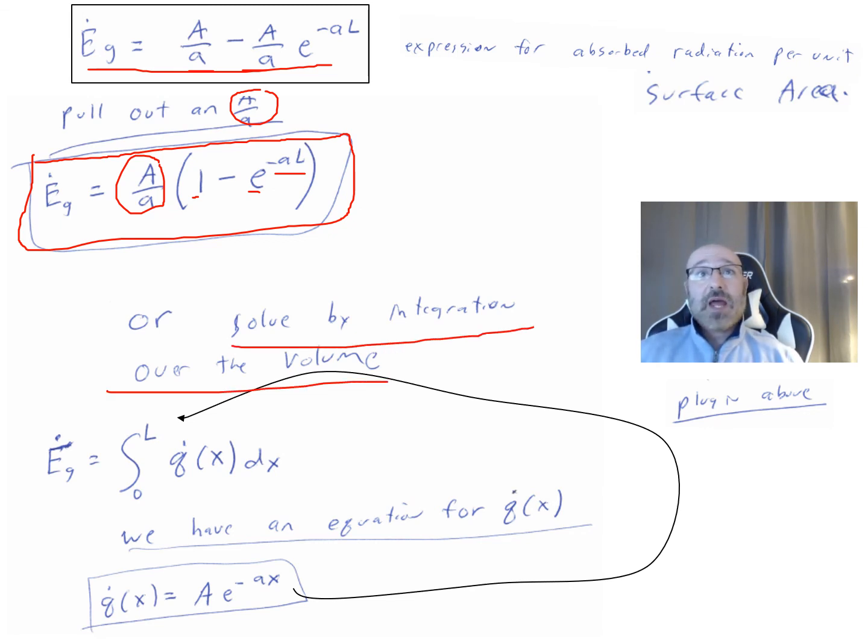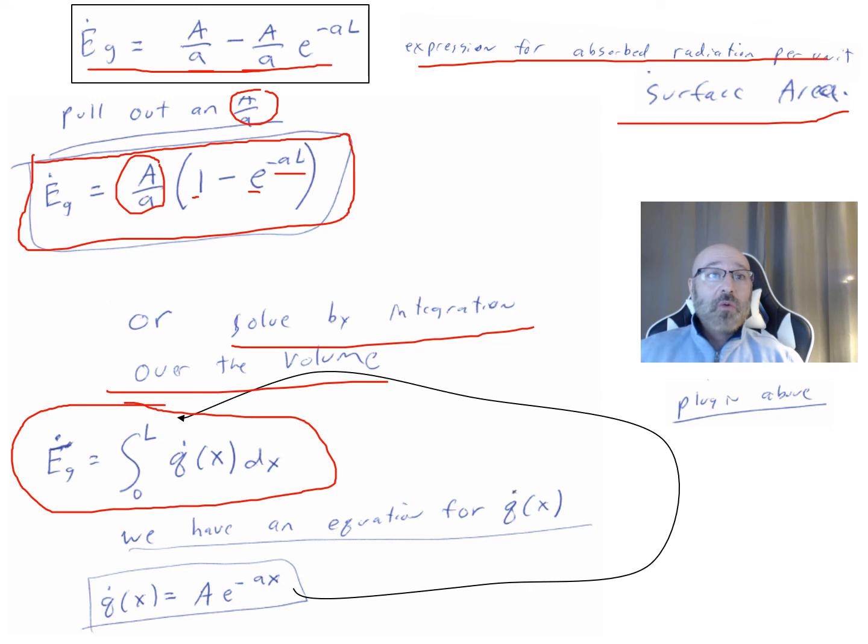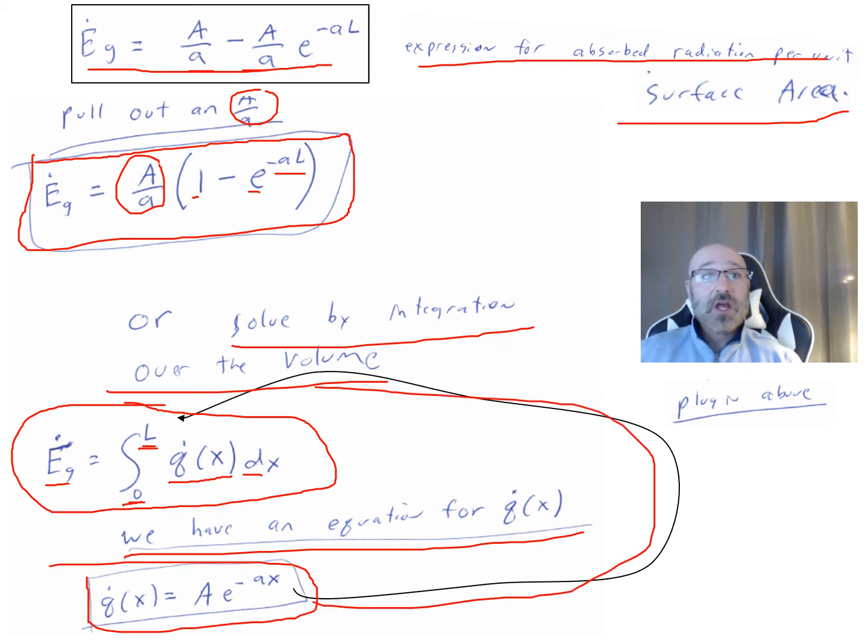So again, we remember they're asking us to solve for the expression of absorbed radiation per unit surface area. So we can do this using integration. And we can use this general term, where we have our E dot sub G is equal to the integral from 0 to L. So again, from the two different surfaces, one being x equals 0, one being x equal to L. Those are our x values that we're plugging in and integrating over. And this is of our q dot of x dx, where we already have an expression for this. We've already solved for an expression for this. So we have this relationship from part B, so we can plug this back in now for this q dot of x.